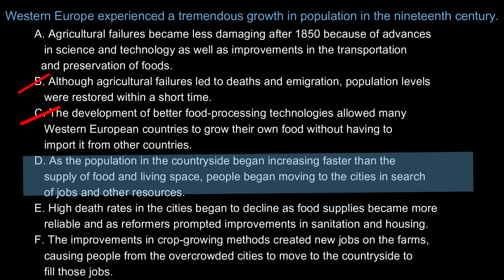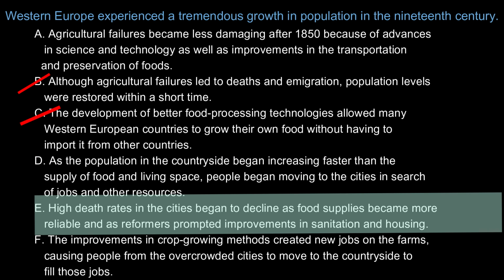D. As the population in the countryside began increasing faster than the supply of food and living space, people began moving to the cities in search of jobs and other resources. D directly mentions population increase in rural areas and implies overall growth leading to urbanization. It shows a clear link to population growth.